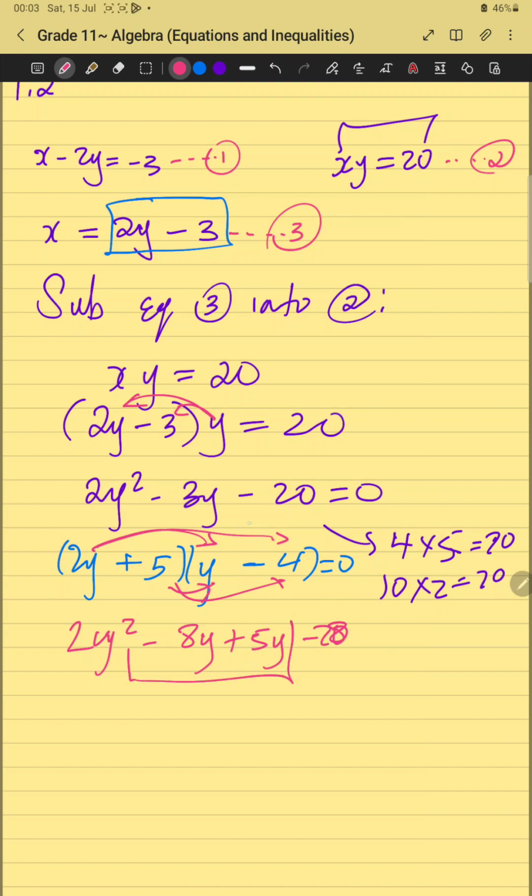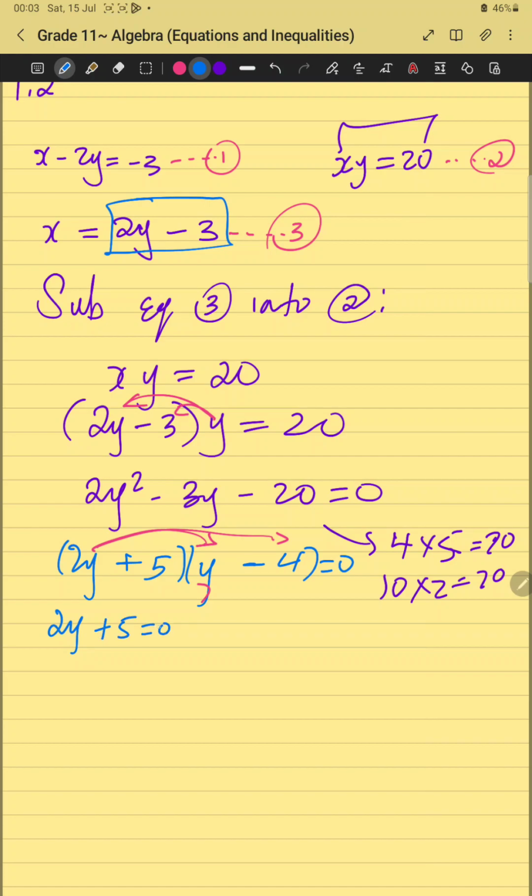These two terms give us a middle term, which is negative 3. So 8 minus 5 definitely is minus 3. So that means it works for us. Okay. So let's conclude by saying therefore, it must be 2y plus 5 is equal to 0, or y minus 4 is equal to 0.